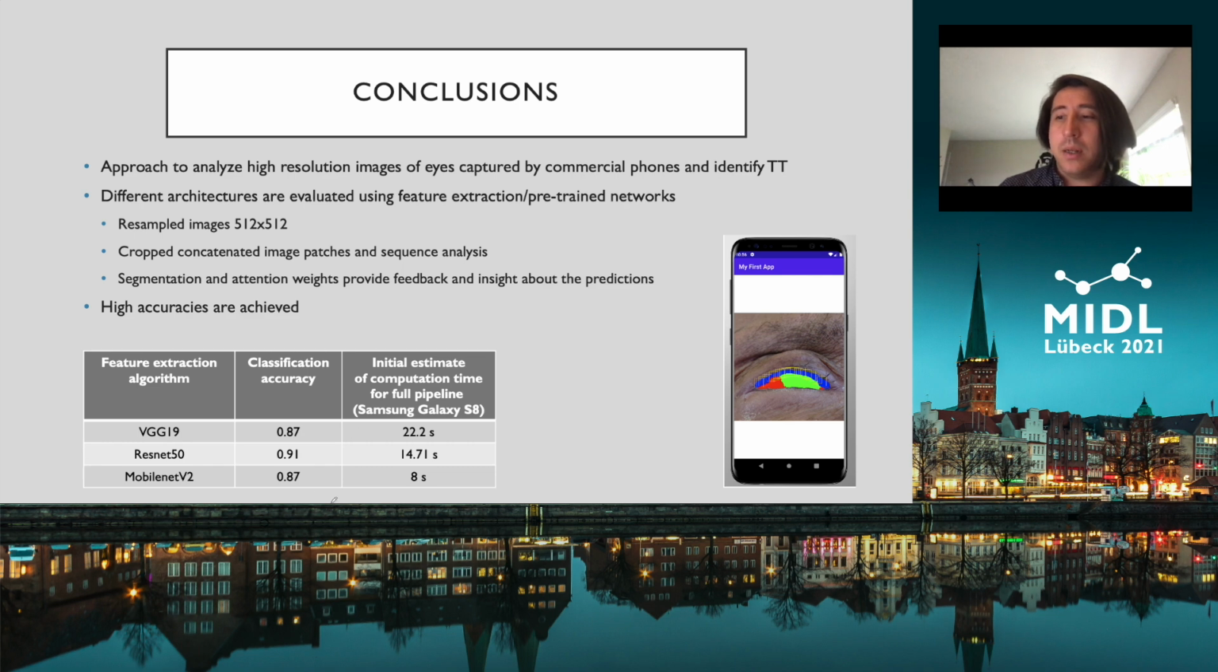Initial tests showed that using ResNet50, it takes about 15 seconds running on the phone, so we will have a near real-time application for detection.